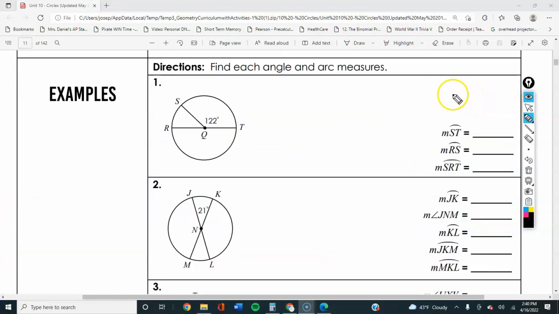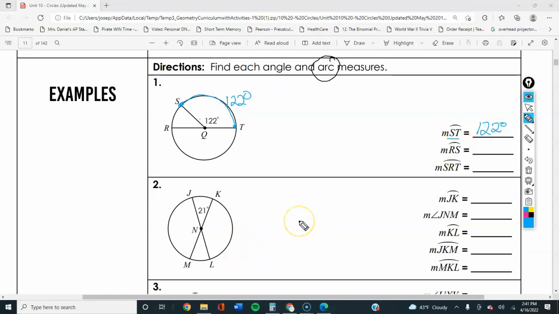All right, guys, let's find out all these arcs. We're going to find so many arcs that Noah's going to be jealous. All right. So we're looking for ST first. Since there's no letter in between, we can go straight to it. So that's the shortest path. Now, ST has an angle measure. It's 122 degrees for the central angle. So that means it's just going to be 122 degrees here.